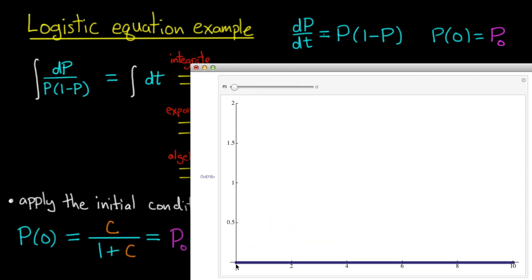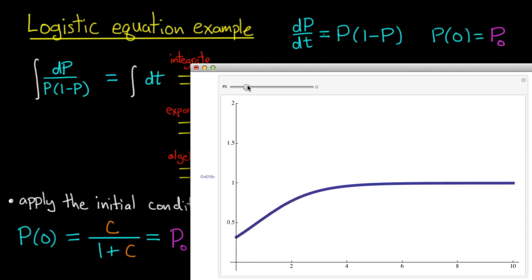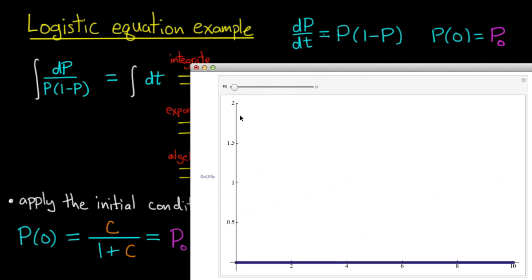We see if we start off at p0 equals 0, the solution stays 0. If we bump up to some beginning population above 0, then we will grow and begin to level off at 1. If we start a little higher, we still level off at 1. If we start at 1, we stay at 1. If we go above 1, then we'll come down and, again, level off at 1. This is hopefully the behavior that you expect, because 1 is the carrying capacity for this particular logistic equation.